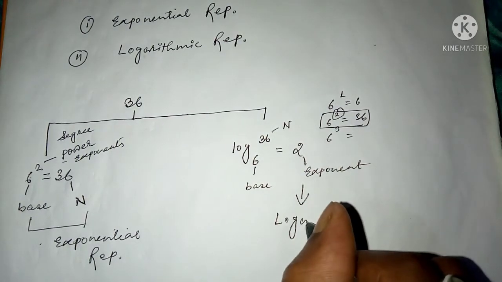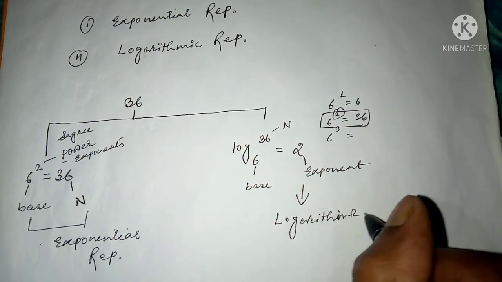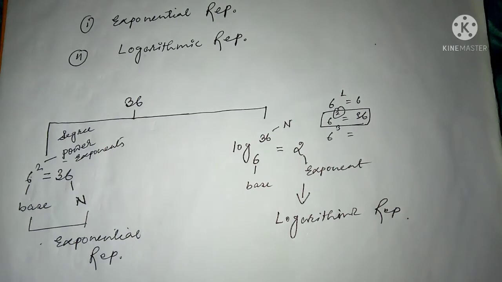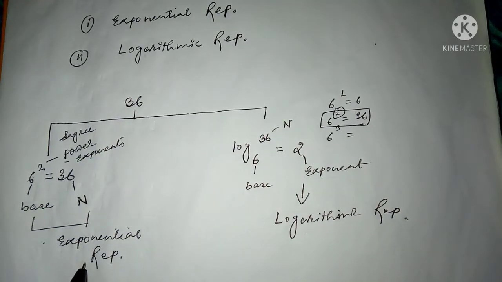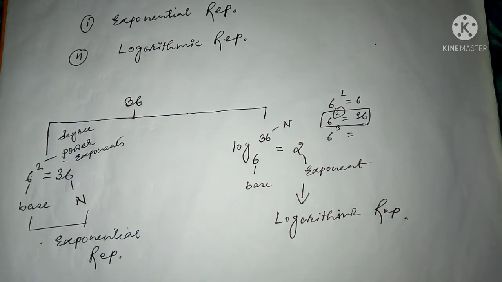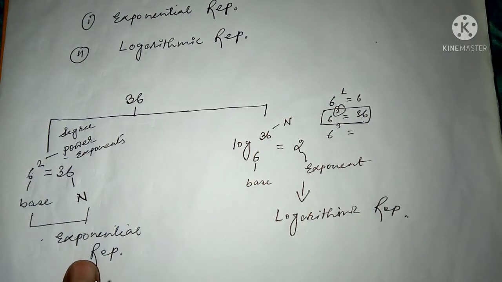This is called your logarithmic representation, okay. This is called your logarithmic representation. This is called your exponential representation. But let me clear one more thing. This is logarithmic representation, even though we are saying this is an exponential representation, but actually this is called what?